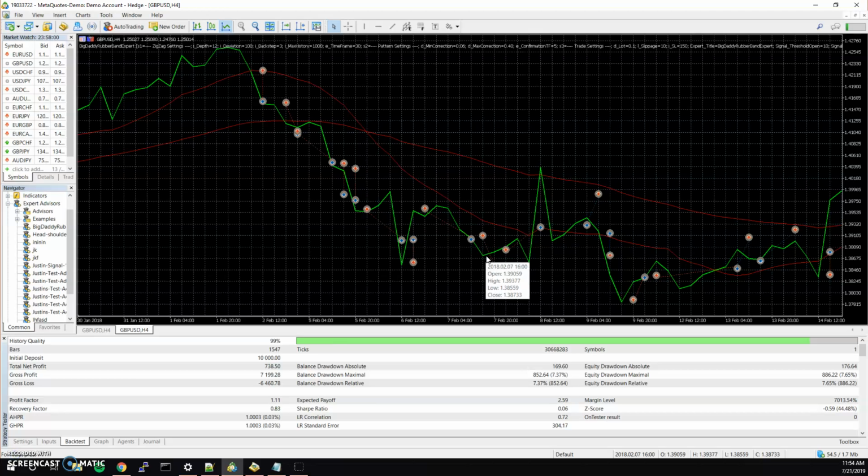Okay, right here we have a good example of a head and shoulders pattern that the signal did detect and trade on. We have a left shoulder right here, then a big head, and then a right shoulder. And see here, we sell along the breakthrough line, which would be about right through here.